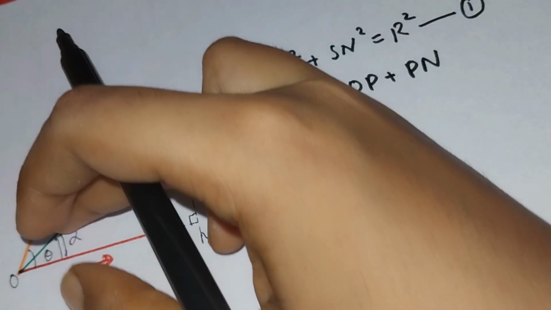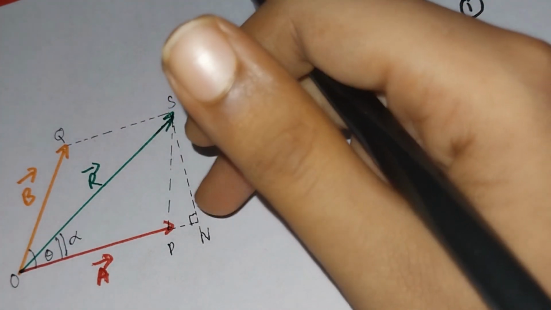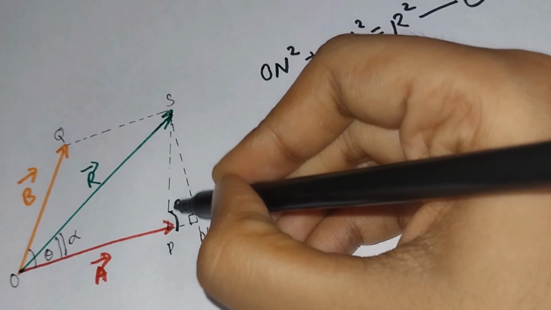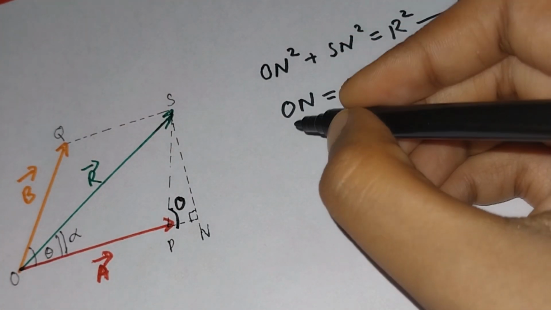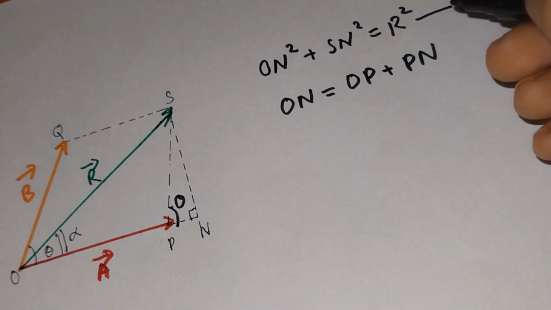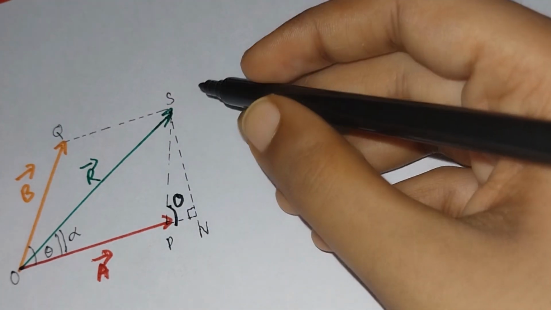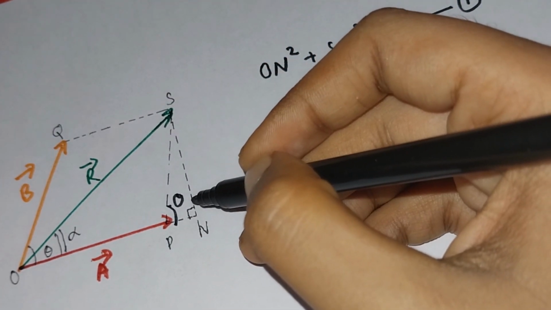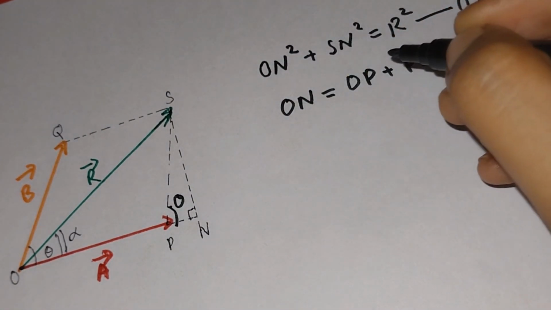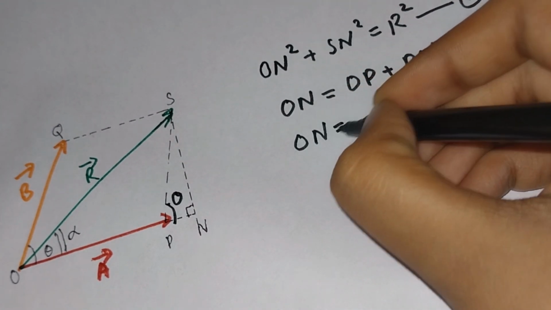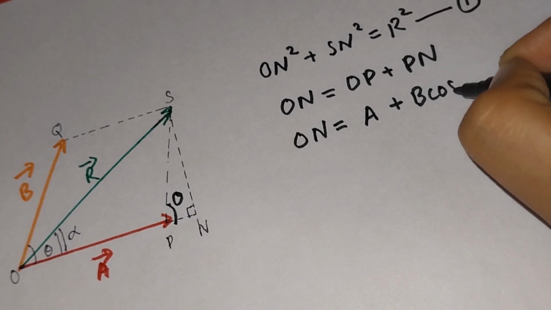This side is parallel to vector B, so this side has the magnitude of vector B, and this angle will also be theta because these two sides are parallel. So B cos theta is equal to PN. When we take the cosine of this angle, we will get PN by hypotenuse, PN by B. So cos theta is PN by B, and PN is equal to B cos theta. Now, ON is equal to A plus B cos theta.